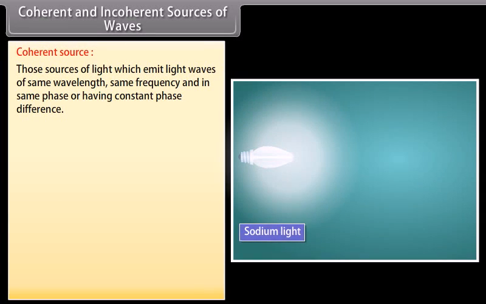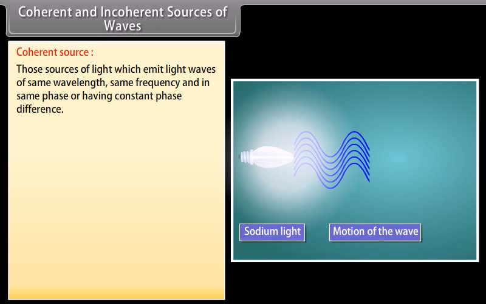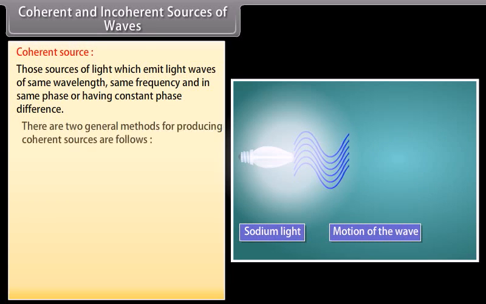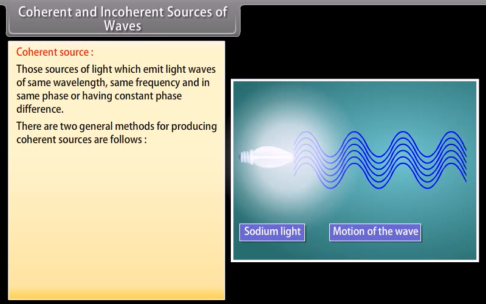Coherent and incoherent sources of waves. Coherent sources of light are those sources of light which emit light waves of the same wavelength, same frequency, and in the same phase or having a constant phase difference. There are two general methods for producing coherent sources, as follows.